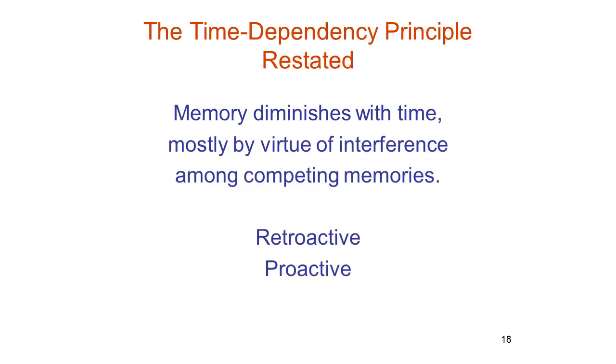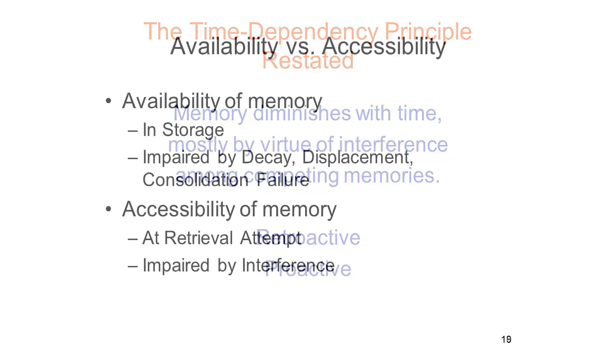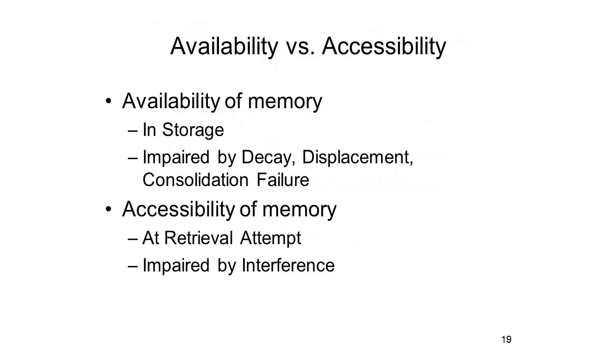All those memories are there in storage, earlier ones and later ones, and when it comes time to retrieve them, they get in each other's way. The idea that encoded, consolidated memories interfere with each other at the time of retrieval illustrates a fundamental distinction between the availability of a trace in memory storage and the accessibility of that trace during the retrieval process.